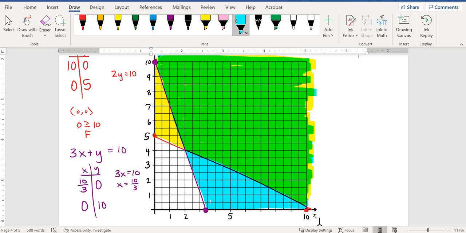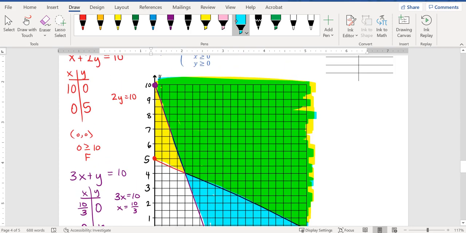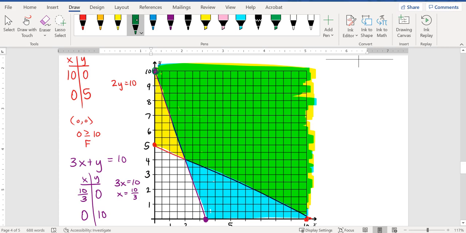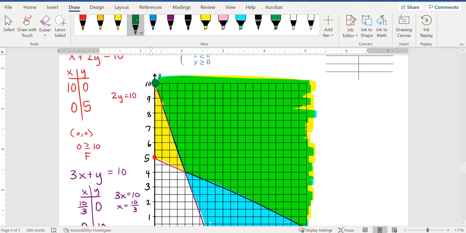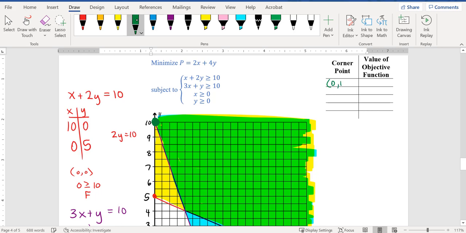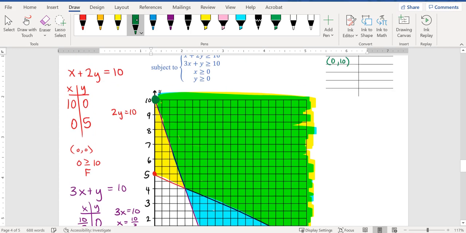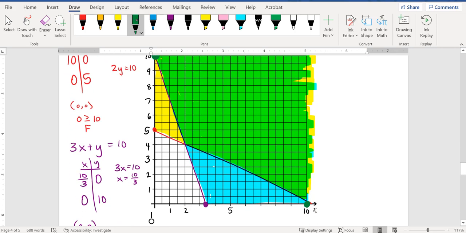Now, my feasible region has to be colored both yellow and blue. Remember that yellow and blue make green. So the feasible region that I'm looking at is unbounded because it keeps going this way, both ways. All right, so my corner points for that feasible region will be 0, 10, what else? 10, 0, and I'm not 100% certain, but I'm thinking 2, 4.